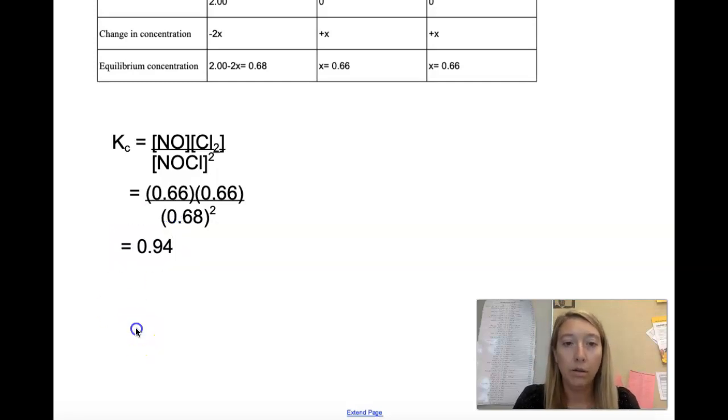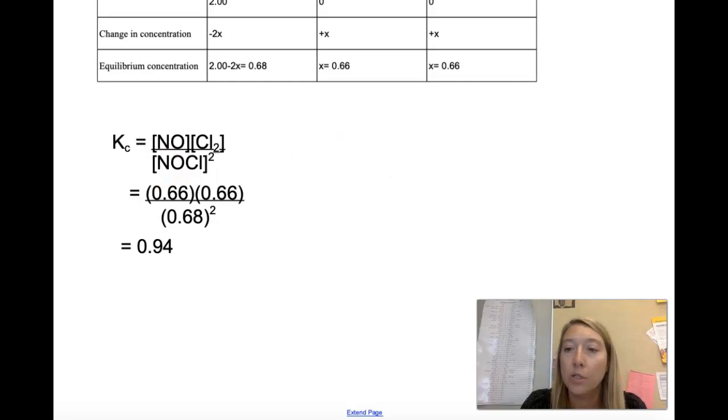If you think about that, that should make sense. That's really close to 1. I would expect this equilibrium to have a K pretty close to 1. The reason for that is, remember we said the other day that equilibrium concentrations are approximately equal. Well, look, 0.68, 0.66, and 0.66. Those are all very close together, so it's not very surprising that I have a Kc pretty close to 1.